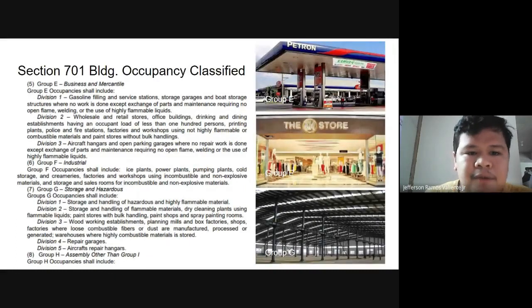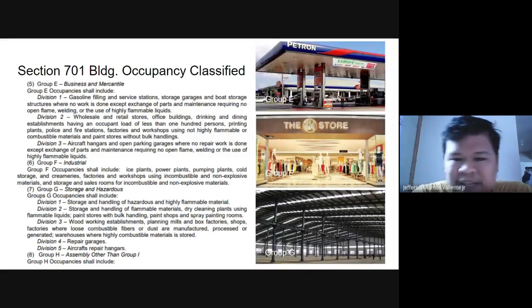Now group E is for business and mercantile. An example of business is a gas station, which has different requirements. Businesses and mercantile are actually broader. There is a gasoline classification, and there is wholesale or retail like an SM store, which you will notice is spacious. Not like Gaisano, which is cramped. SM is spacious. So there are requirements from floor to ceiling, from the aisles, from the entrance and the exits.